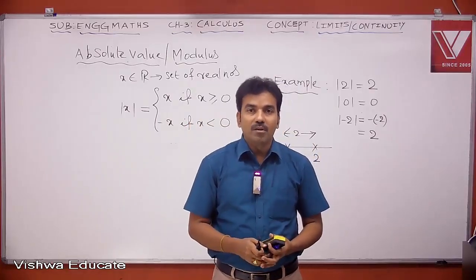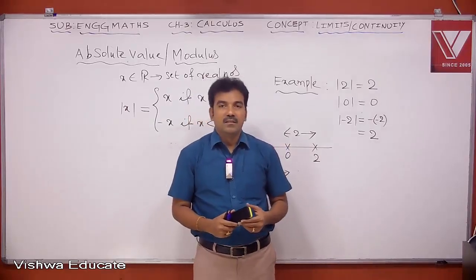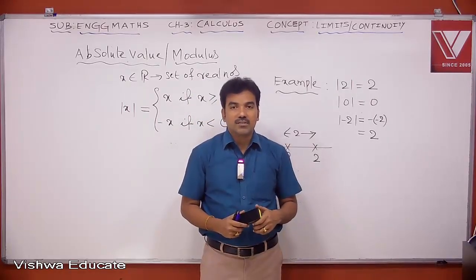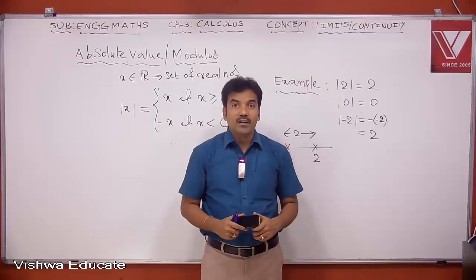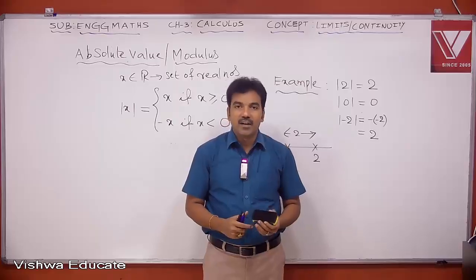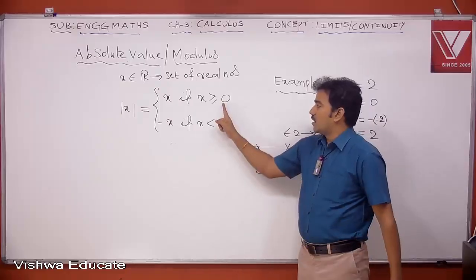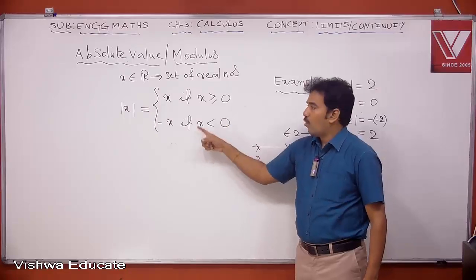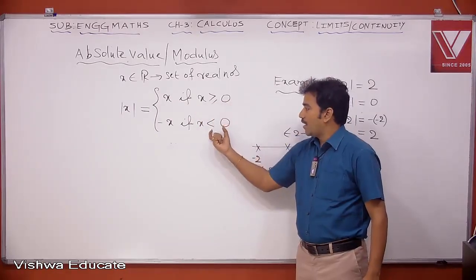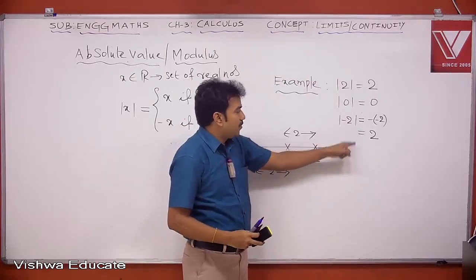Let x be any real number. Then the absolute value of x is denoted and defined as mod x equal to x if x is greater than or equal to 0, minus x if x is less than 0. Note down these examples.